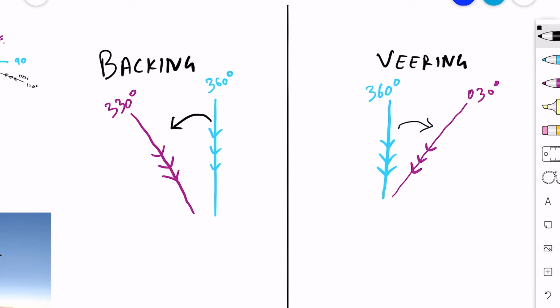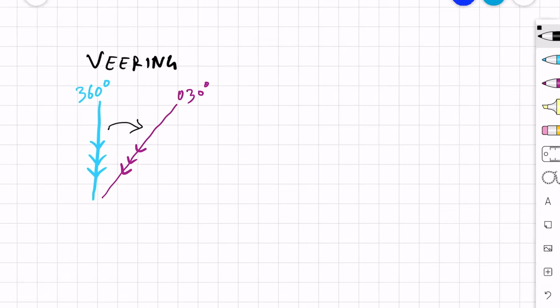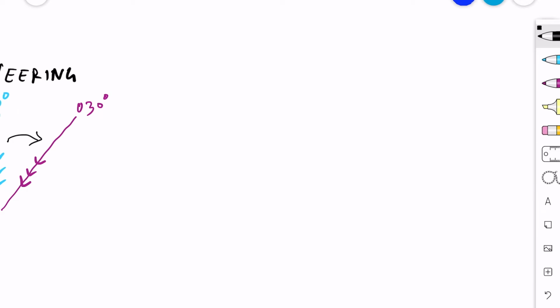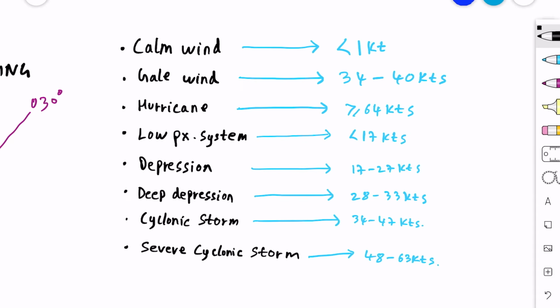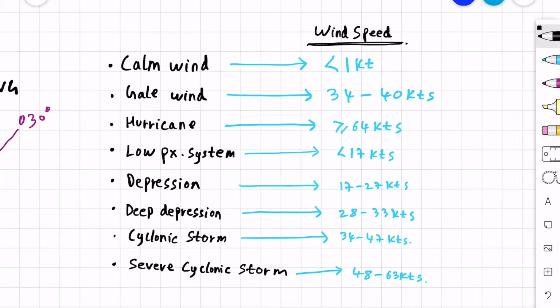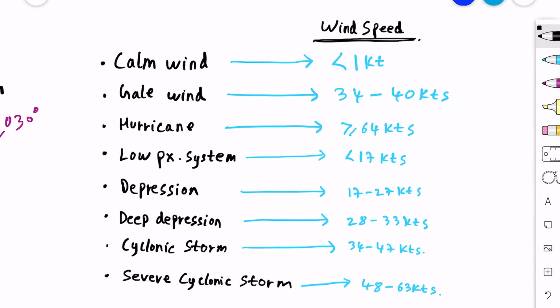Now let's talk about some important wind speeds which you need to know. I just write all the wind speeds over here, and you can maybe take a screenshot or write them down because you need to learn all these by heart. You can get a direct question on these in the exam. So these are all the important wind speeds you need to know.